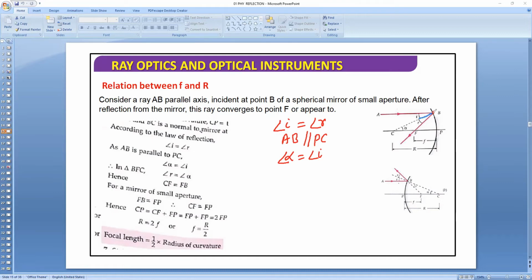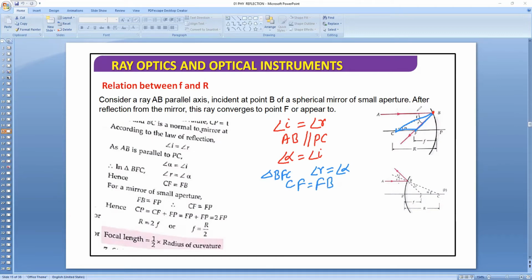You can see this triangle BFC. In this triangle BFC, the reflected angle is equal to alpha. Both angles are equal. Hence, CF is equal to FB. We have studied in class 10th in triangles that if both angles are equal, their opposite sides are equal. According to that, CF is equal to FB.